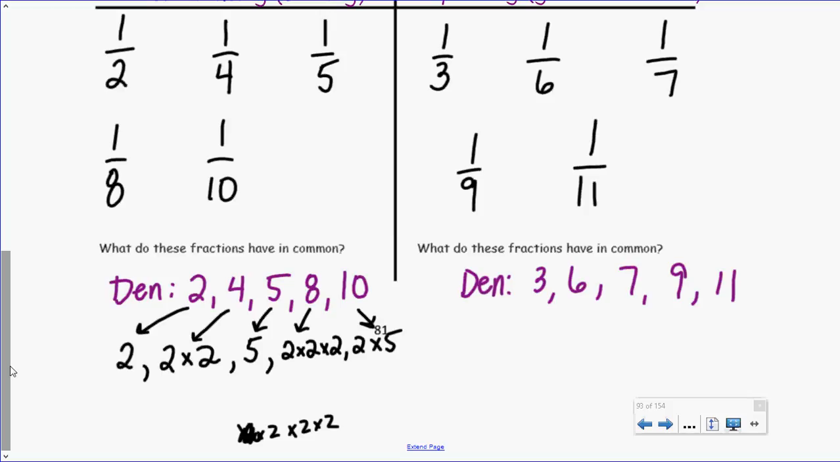Over here, 3 is just written as 3. 6 can be 2 times 3, but again, it's not just 2s and 5s. That one also has a 3 with it. The 7 is just 7. The 9 is 3 times 3. And the 11 is just 11. So again, you're noticing that those are not made up of 2s and 5s. So that's part of the reason why those will go on forever and ever. They can't end nicely. And to kind of further prove that, right now we're actually going to do long division.